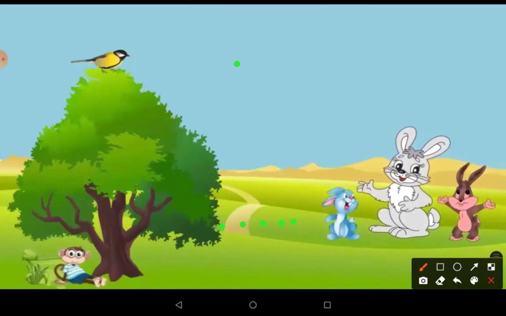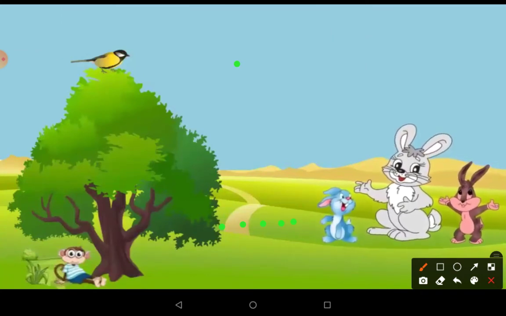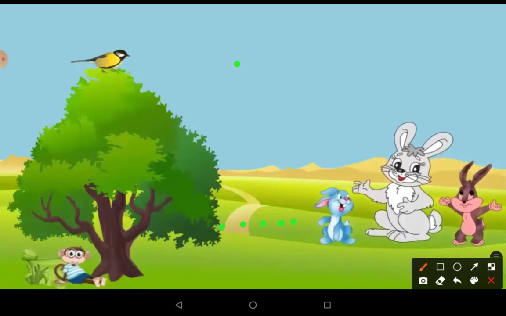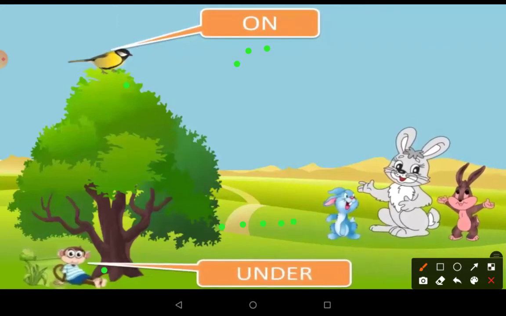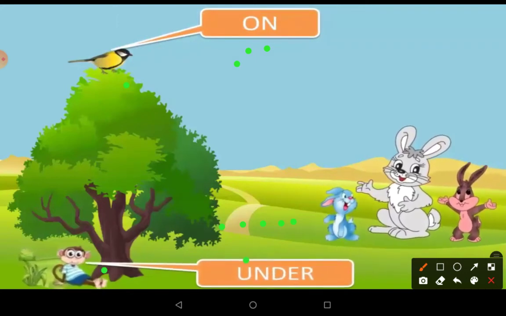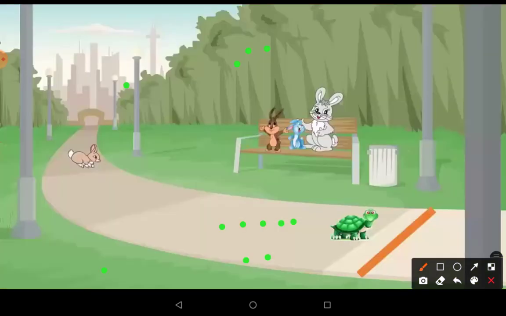And next one, see the sparrow. It is sitting. Where is it sitting? It is sitting on the top of the tree. On, O-N, on the top of the tree. And then see the monkey. It is sitting under, U-N-D-E-R, under the tree.